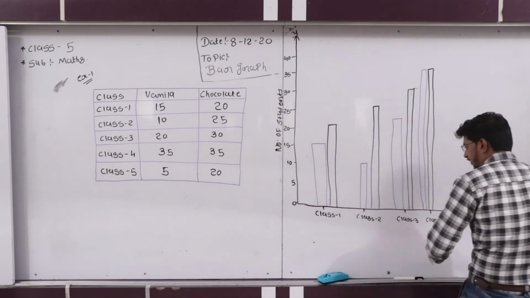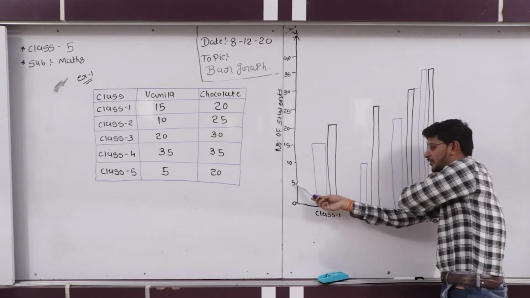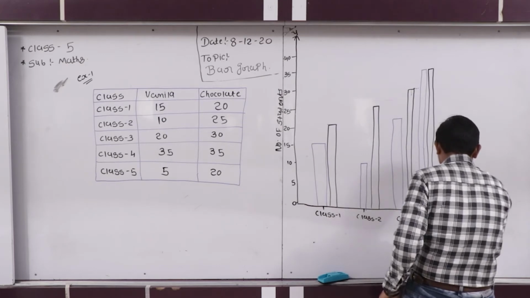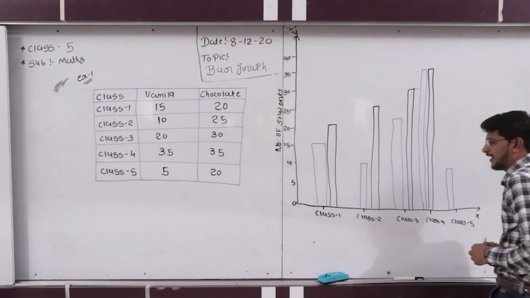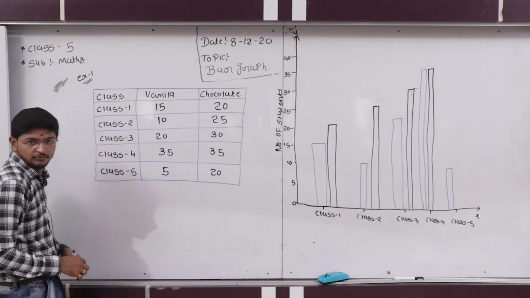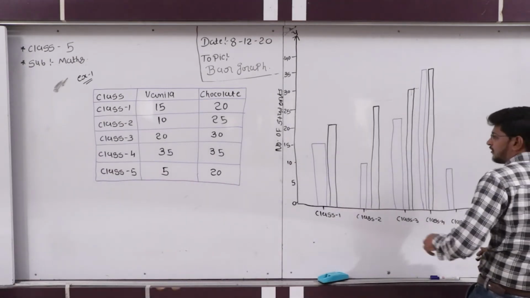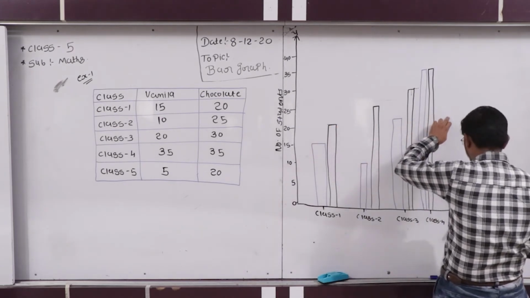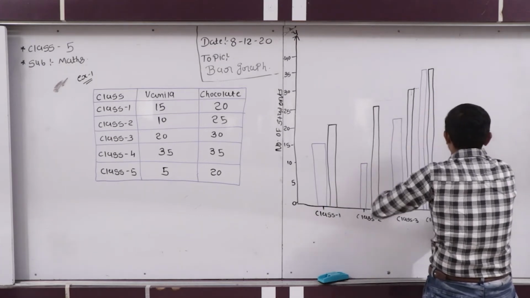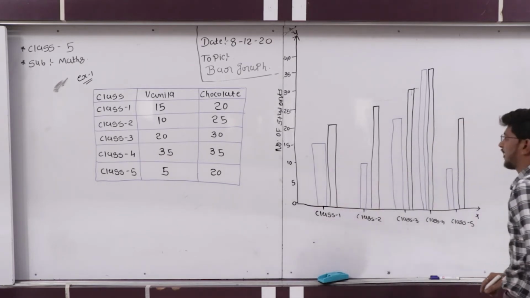So find 5 on the y-axis and class 5 on the x-axis. Here is 5, right? So draw here. It is for class 5 for vanilla ice cream, and 20 students like chocolate ice cream in class 5. So find 20 on the y-axis, here 20, and class 5 on the x-axis is here. So our bar graph is ready.